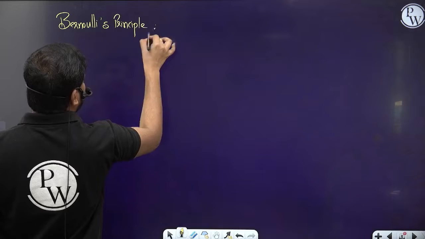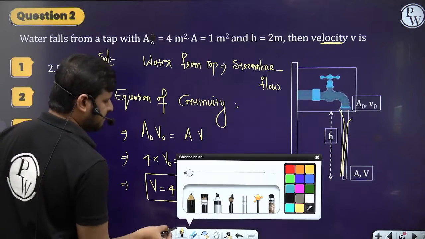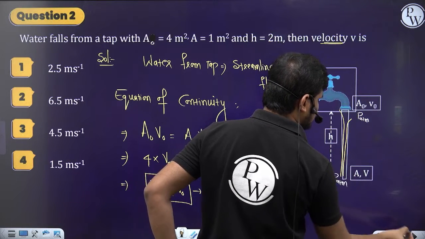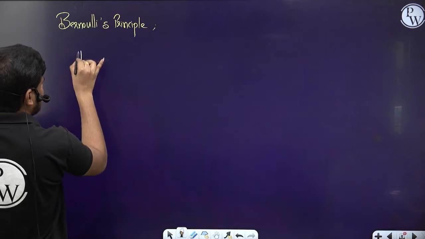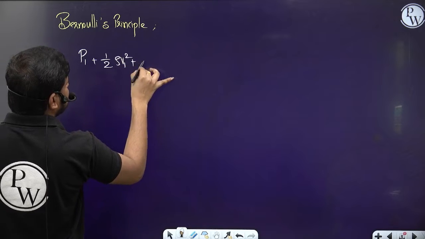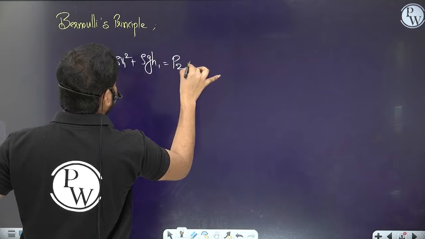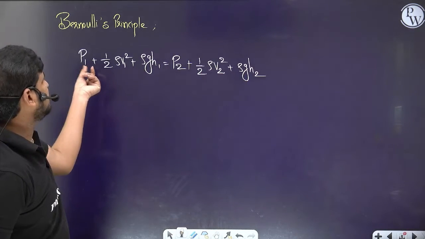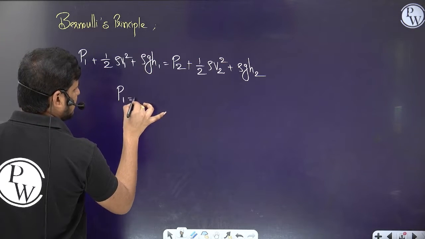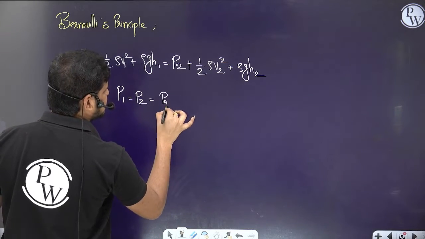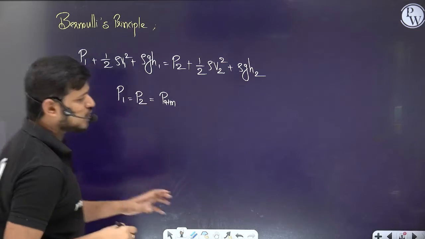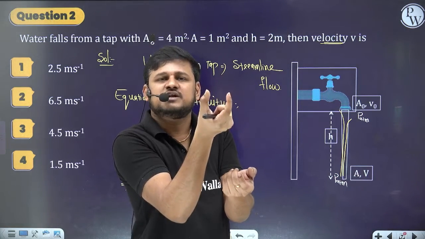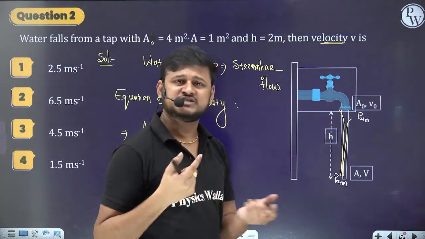In these tap questions, the major hint is the pressure: here the atmospheric pressure will be there, and at some height the atmospheric pressure will be there. When writing Bernoulli's principle, generally it is P1 plus half rho V1 square plus rho g h1 is equal to P2 plus half rho V2 square plus rho g h2. Here the pressures P1 and P2 are equal to P atm, because the water is coming out from the tap, not flowing in a tube. What is the pressure on that water when it comes out from the tap? Only the atmospheric pressure. And even at some height, only the atmospheric pressure will be there.